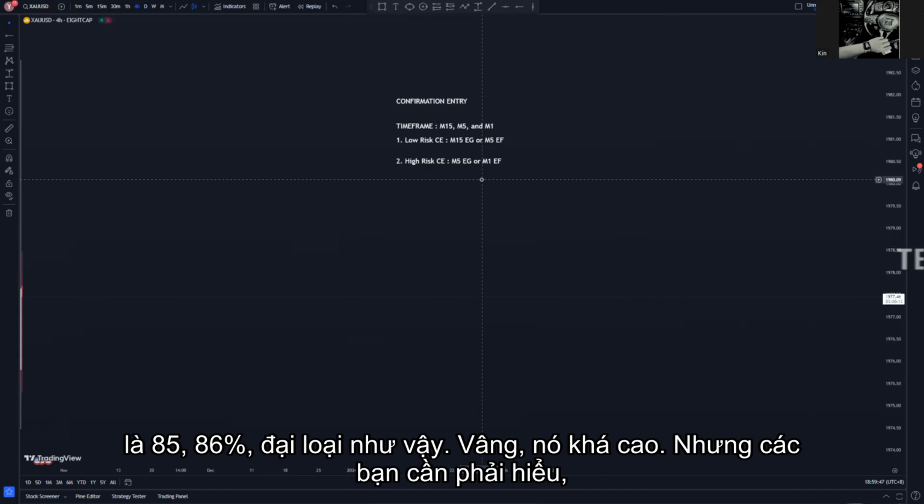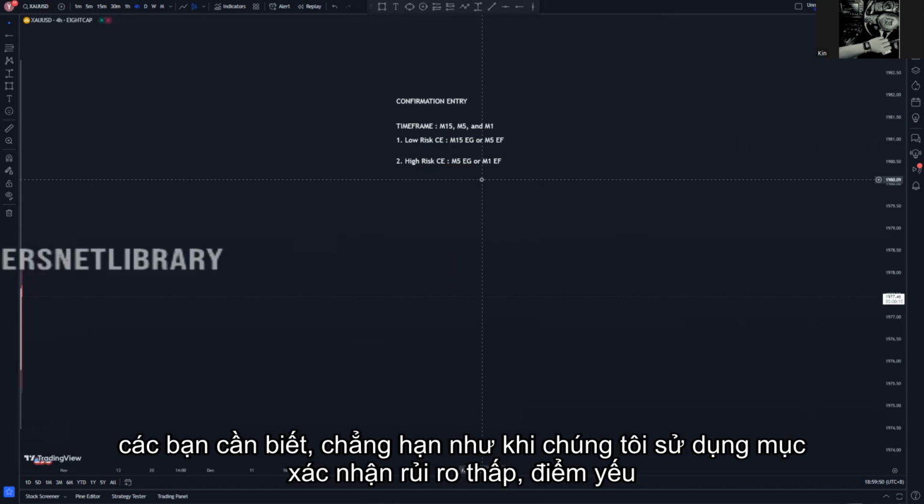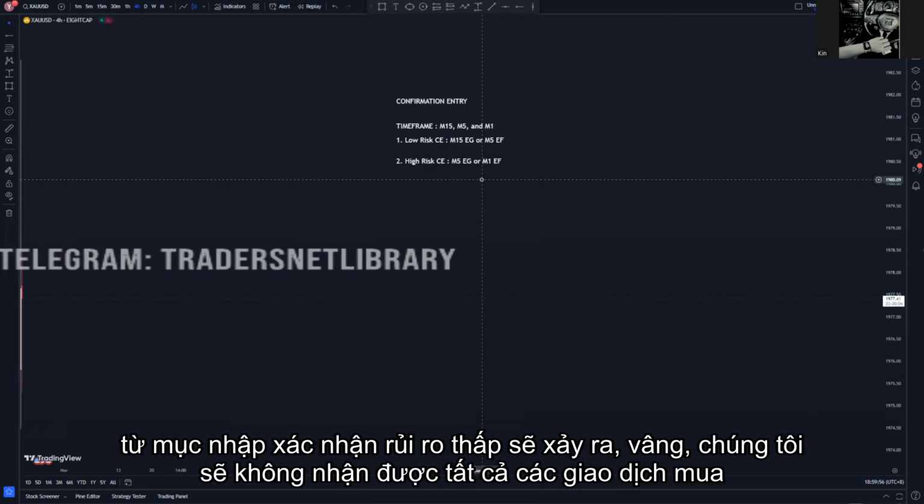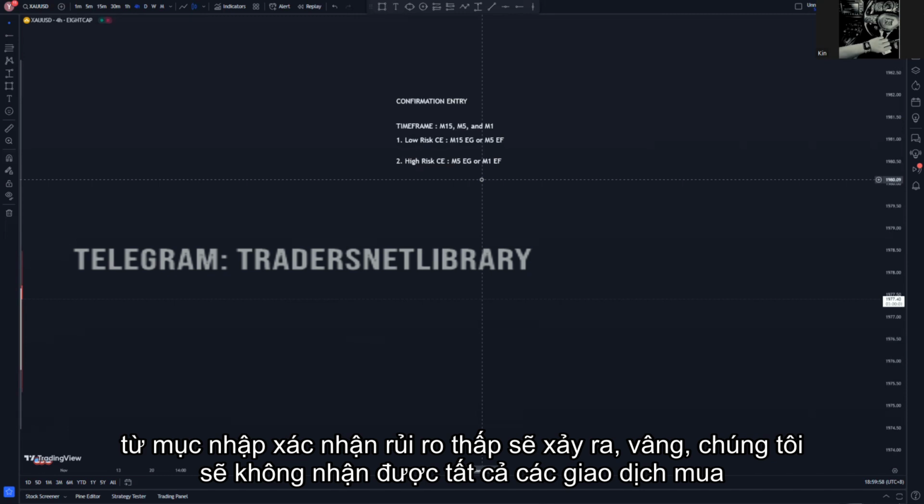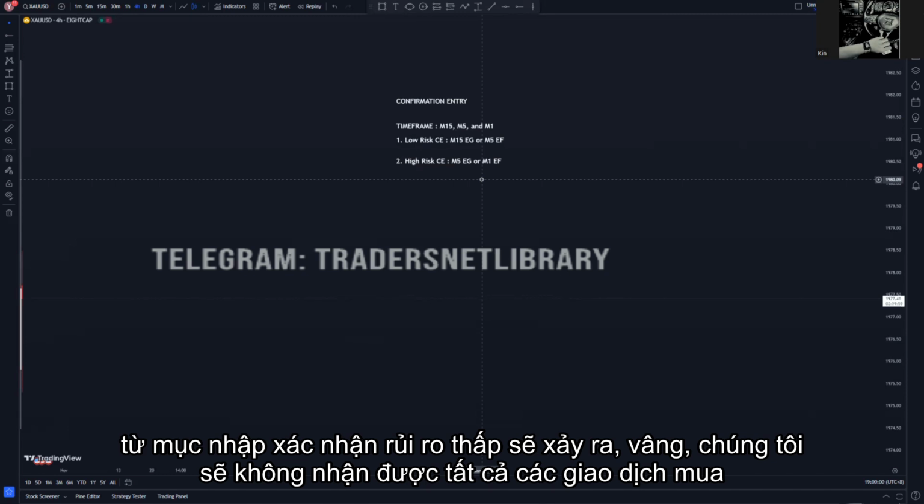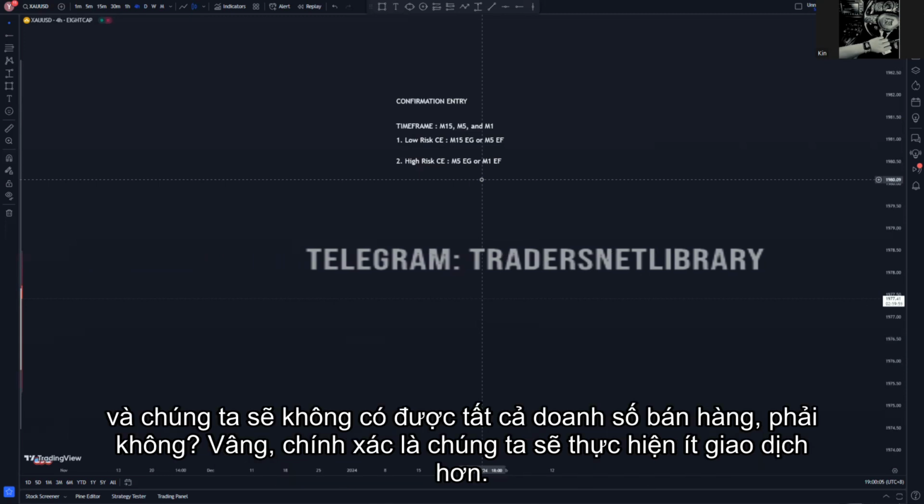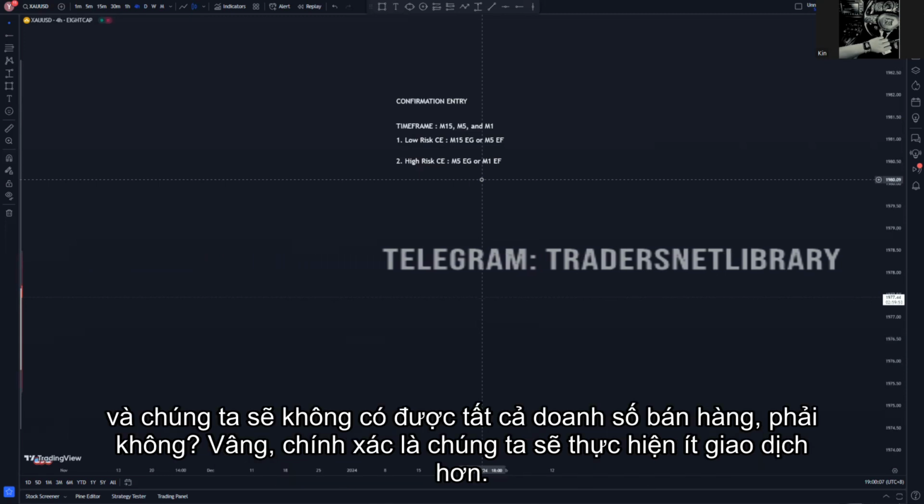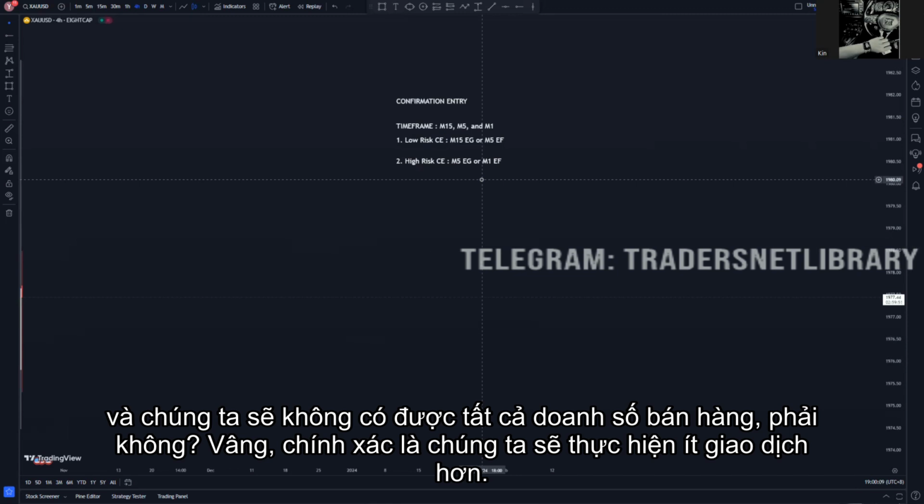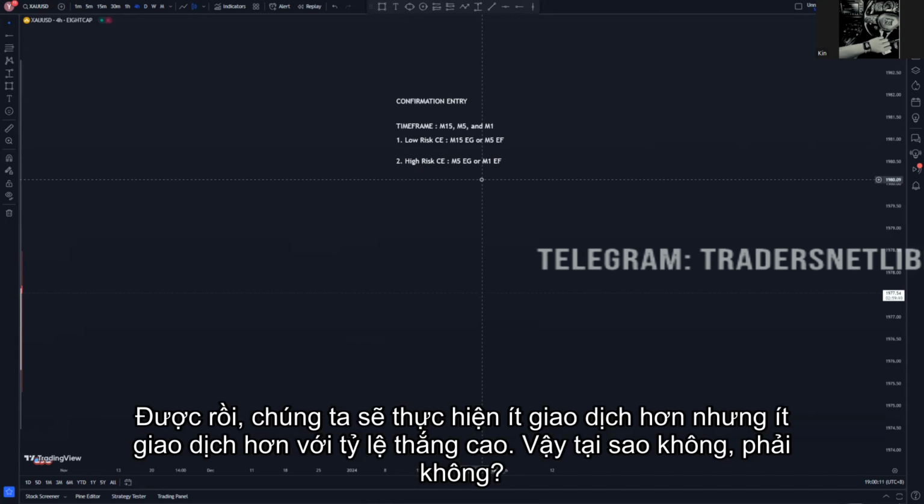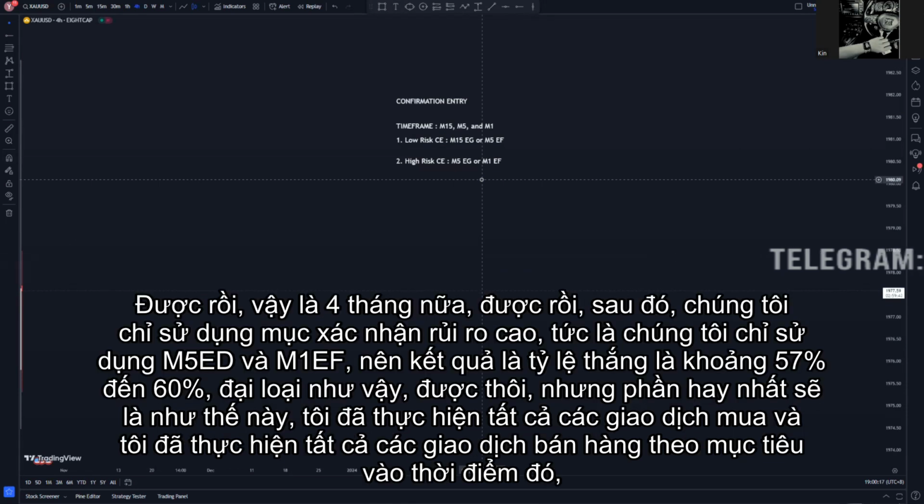Yeah, it's quite high. But you need to understand that when we are using the low risk confirmation entry, the weakness is that we are not going to get all the buys and all the sells. We're going to take fewer trades, but fewer trades with a high win rate. So why not, right?